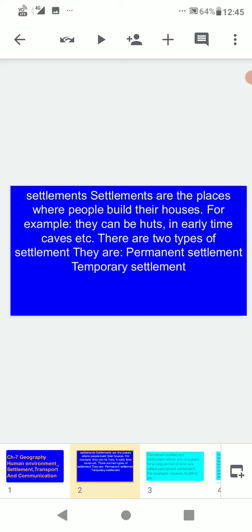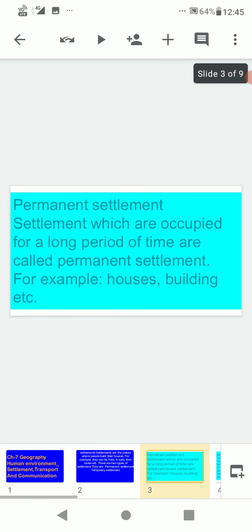So the place where a building or a settlement develops is called its site. The natural conditions for selection of an ideal site are favorable climate, availability of water, suitable land, and fertile soil. Settlements can be of two types. Settlements can be permanent or temporary.